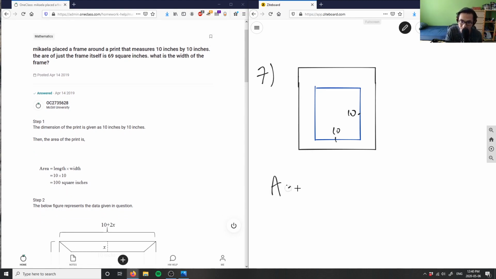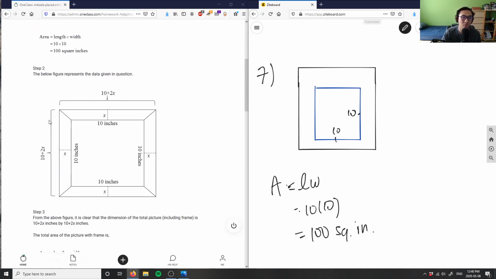So area is simply length times width. In this case, it's just 10 times 10, so I have 100 square inches. So this is just the area of the print here. It's 100 square inches. And then they actually drew a diagram as well. So they wrote 10 inches all the way around.